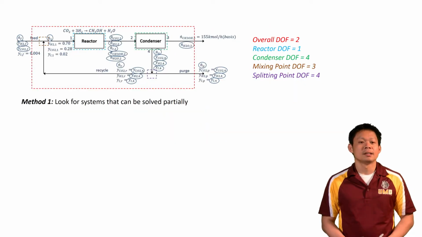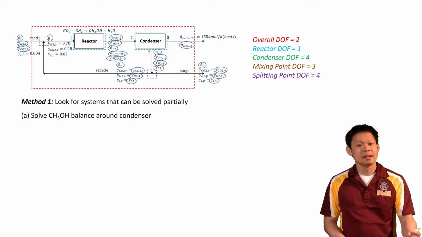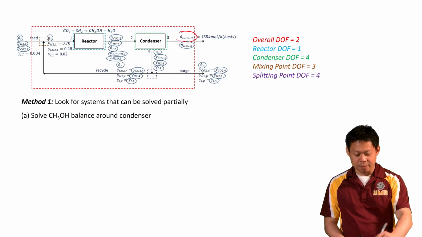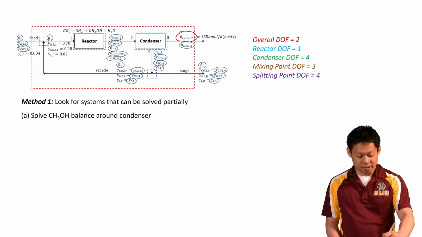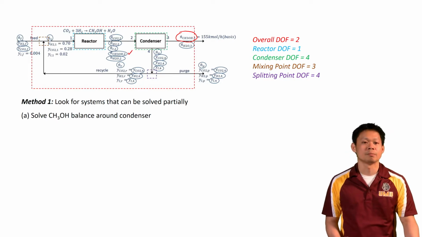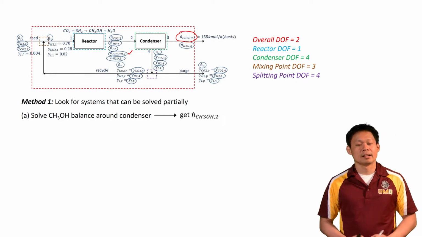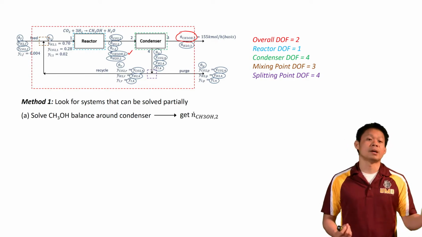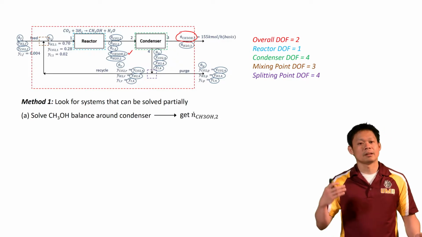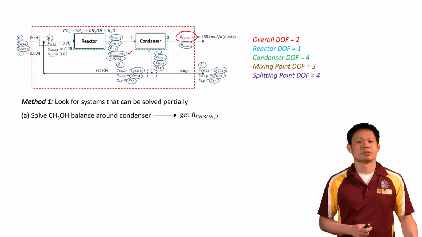It turns out that you could actually solve for the methanol balance around the condenser. Why? Because in the condenser, we know the methanol coming out is 155 kilomoles per hour. That's our basis. The only other methanol unknown in here is the methanol coming in, which is that in stream 2. So it's simply in minus out, and we can solve for that. With that, we will get our methanol flow rate that is going into the condenser that came out of the reactor. What does this do? By solving that unknown, we drop the degree of freedom for the reactor down to 0 because we have solved for one of the unknowns in the reactor.